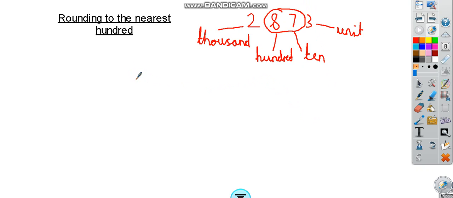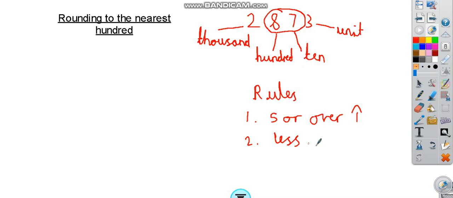So now the rules of rounding to the nearest hundred is easy. If it is 5 or over, then you must round up. If this is less than 5, then you have to keep it the same. Now I'll tell you what this all means in the example question.